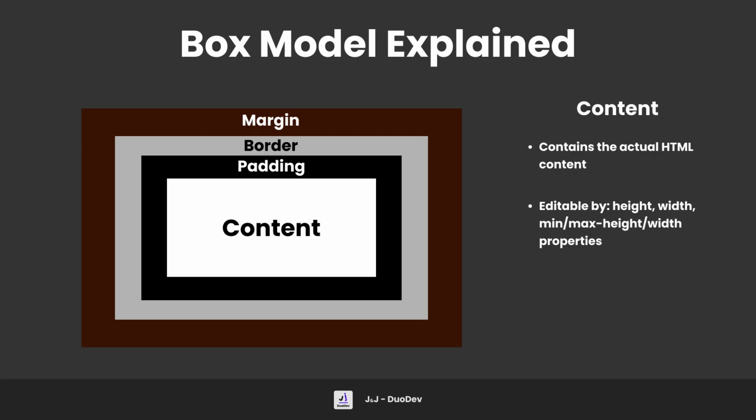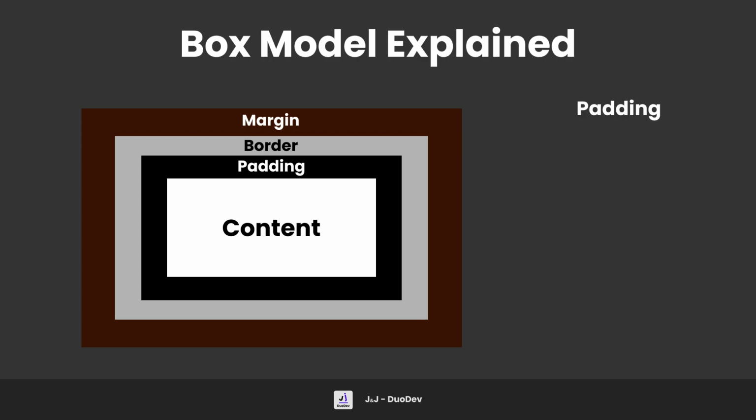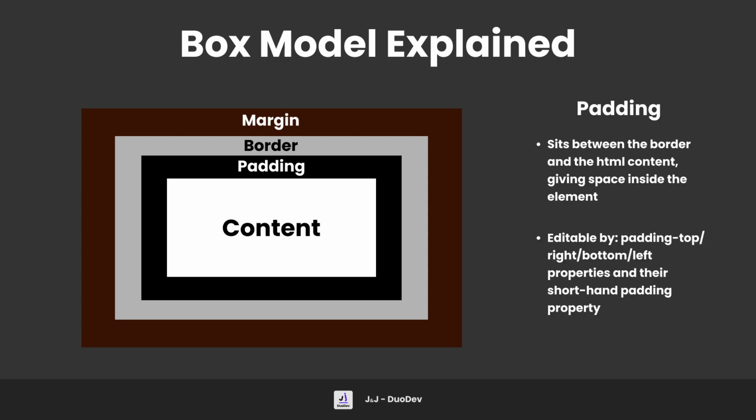The size of the content area is defined by the width, height and their respective min and max properties. For the next 3 areas, each can be separated into 4 separate sections: top, right, bottom and left. Each can be modified by its respective properties. The second area is the padding one. This is the space that sits between the content area and the border area, separating the two of them. The properties which modify its size are padding top, right, bottom, left and their shorthand padding property.